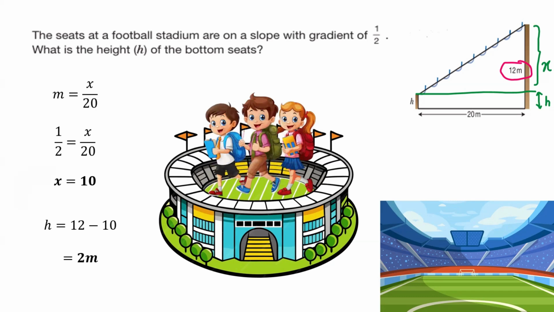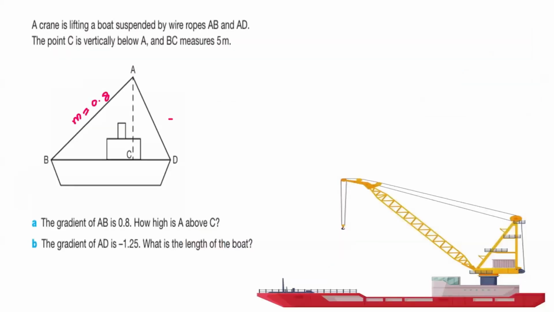Okay, right. The next one: a crane is lifting a boat suspended by wire ropes AB and AD. The point C is vertically below A, and BC measures 5 meters. So it's given. The first question: the gradient of AB is 0.8, which is marked on the picture. And how high is A above C? That means they ask about the height of AC.